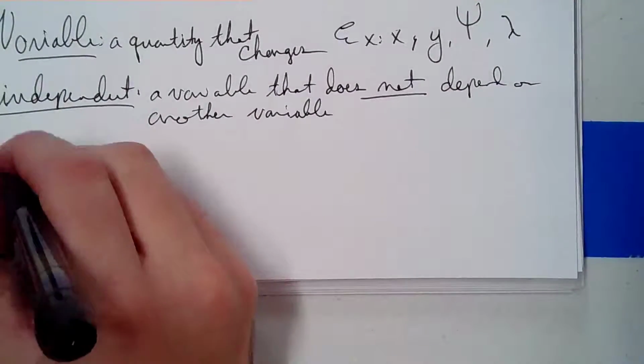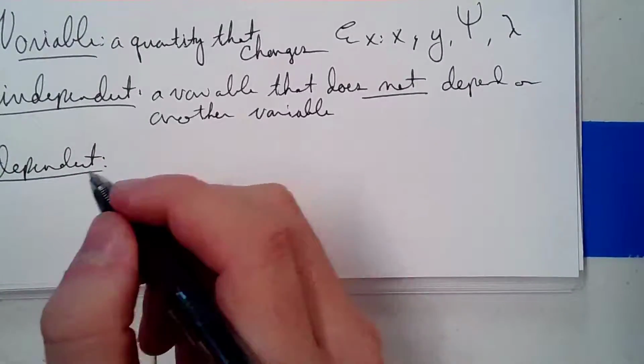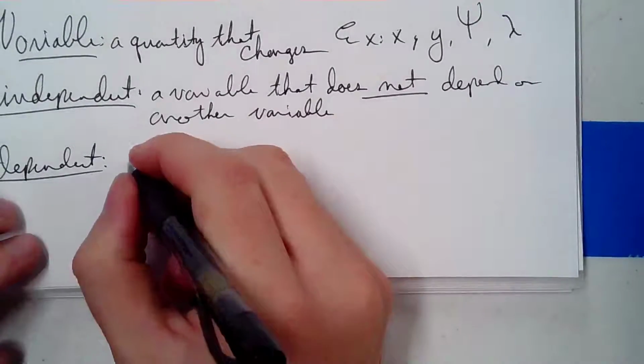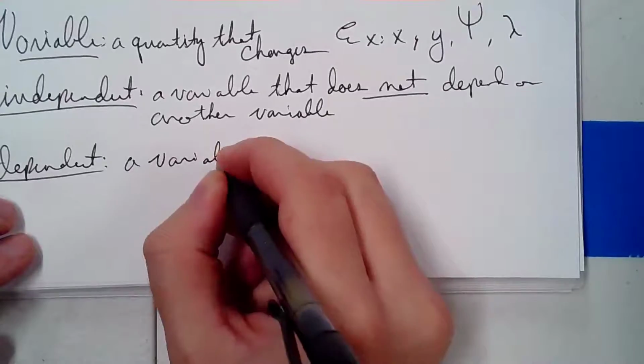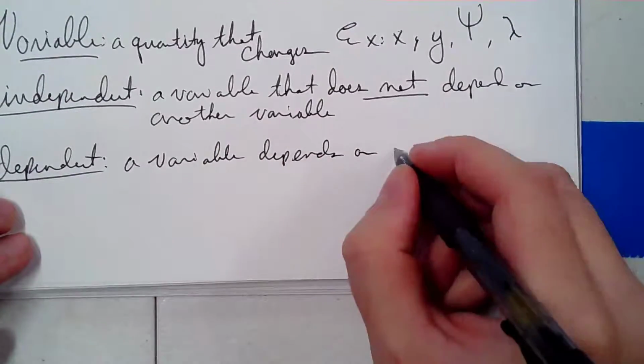Now, dependent. What's a dependent variable? It's a variable that depends on another variable.